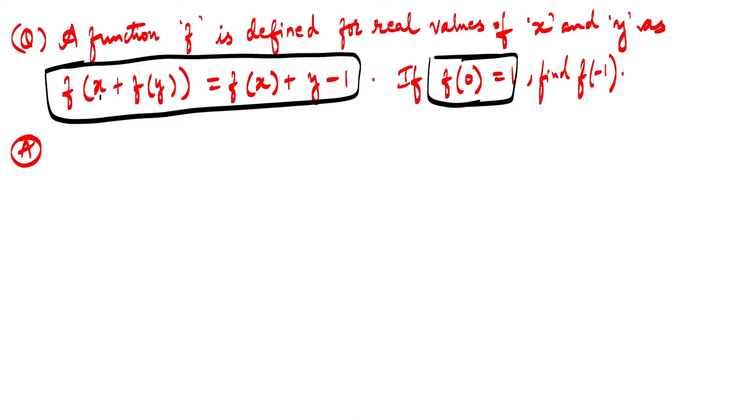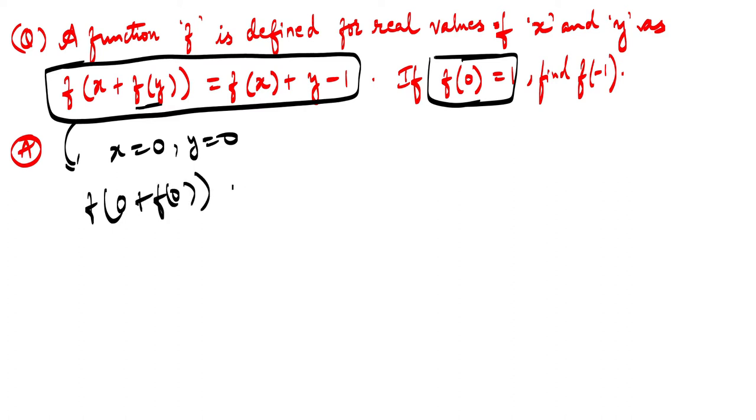If we substitute 0 in the place of x, then f of 0 plus f of 0 will be equal to, we'll get a value on the right hand side. But on the left hand side, if you observe, f of 0 will be equal to 1. So first we will substitute x as 0 and y as 0. So we get f of 0 plus f of 0 will be equal to f of 0 plus 0 minus 1. What is the value of f of 0? It is 1.